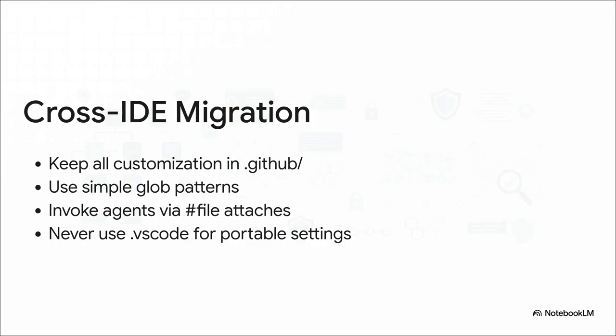Because of these discrepancies, if your team is spanning multiple different IDEs, you desperately need a migration strategy. Rule number 1, keep absolutely all of your customization in the .github folder. Never, ever put portable settings in a .vscode folder. Stick to simple glob patterns because the really complex ones might actually fail in JetBrains. And hey, if your IDE doesn't support an agent picker yet, don't worry. Just invoke the agent by attaching that .agent.md file directly in the chat using the #file command.